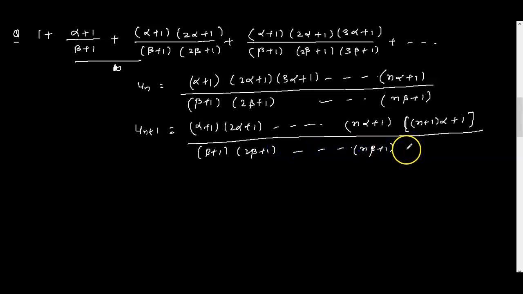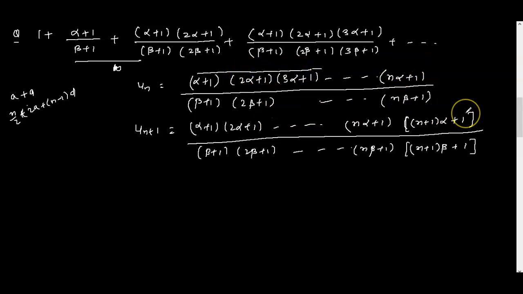You can't use the formula for the sum of n natural numbers, n into (n plus 1) by 2, here. That plus is not given in between; the series is not given. That is the formula for when the series is given, like a plus (n minus 1)d, the sum of an AP. Here the nth term is already given, we are just finding this one. The first term goes up to here, the second term up to here, the third term up to here, the nth term up to here, and the (n plus 1)th term up to here.